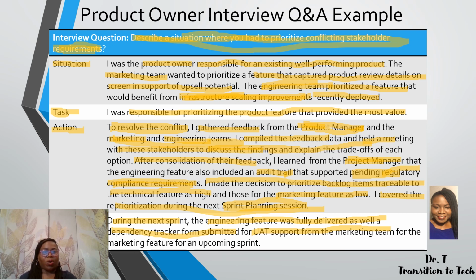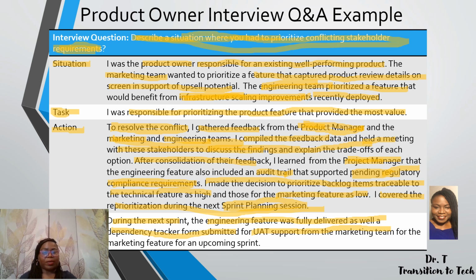So here you've walked the stakeholders through your ability to manage a critical and conflicting set of stakeholders who wanted their items prioritized first. You did some data analysis, you gathered some information from various sources, and then you took that information, synthesized it, and made a decision.